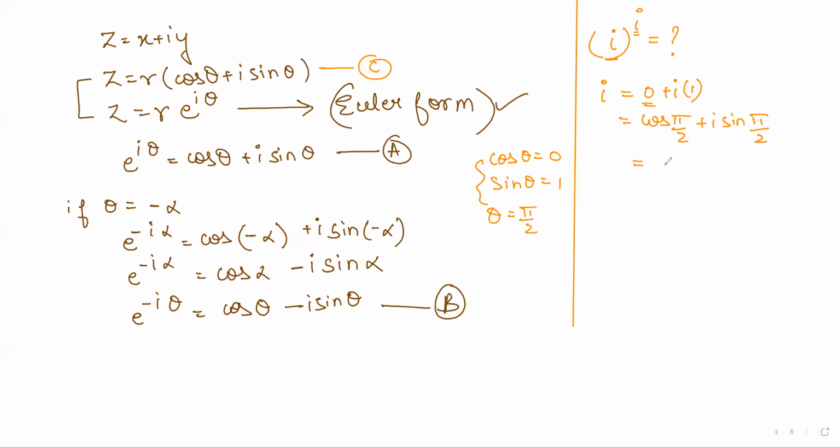This value can now be written in Euler's form as e raised to power I pi by 2. This is the value of I. So I to the power I can be written as e to the power I pi by 2 to the power I. By laws of indices, your powers get multiplied, which is e to the power I multiplied by I multiplied by pi by 2. I into I is I square. I square is equal to minus 1. So your value becomes e to the power minus pi by 2. So as you can see, I to the power I leads you to a value which does not have any I term. So this is purely a real value.